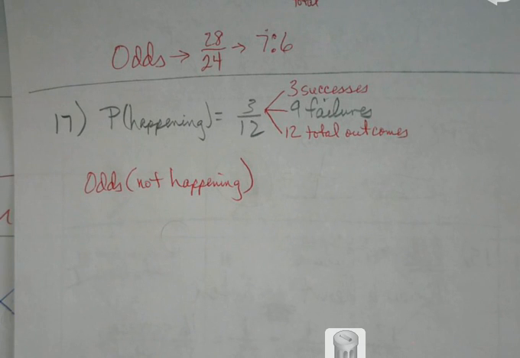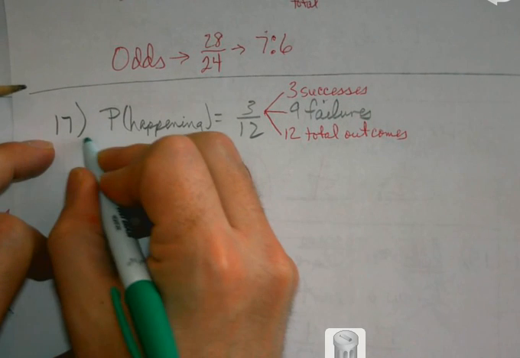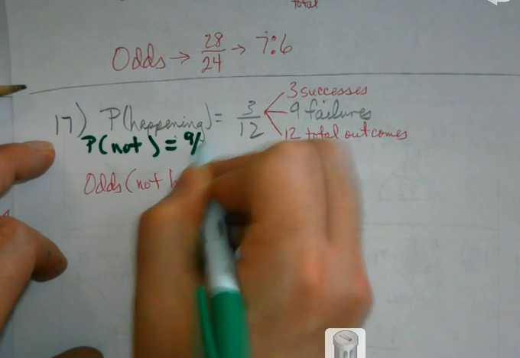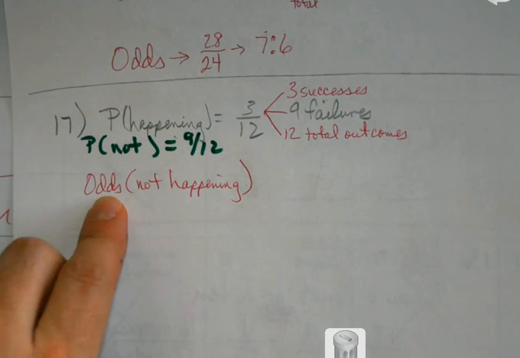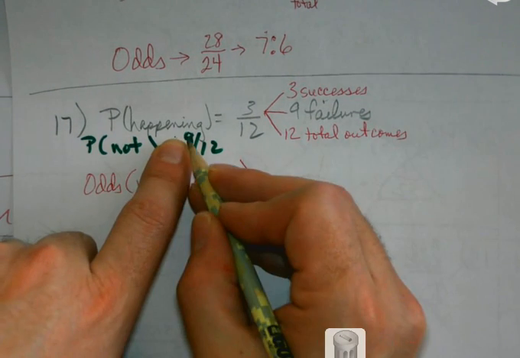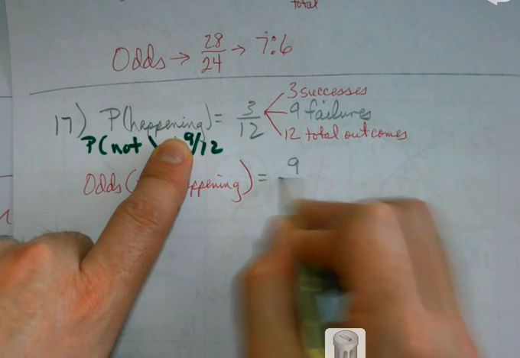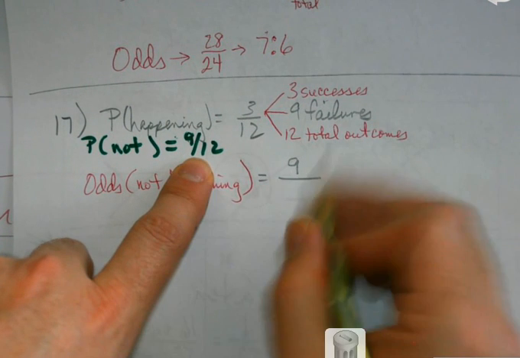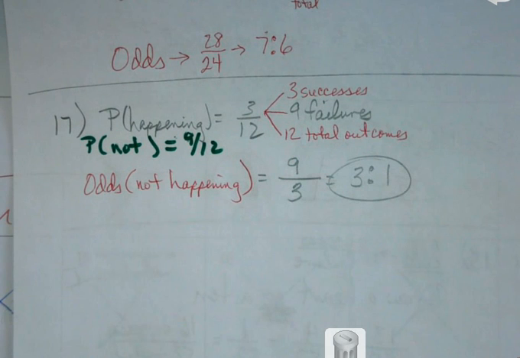I could either look at this and say, okay, if the probability of it happening is 3 out of 12, the probability of it not happening would be 9 out of 12, because it'd be the rest of them. If you did it that way, the odds of it not happening, my successes would be 9. My failures, if I have 9 successes, I have 3 failures, and then I could reduce it. Okay? That's one way I could look at it.